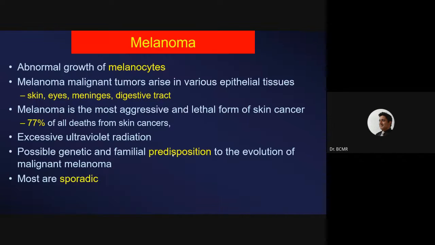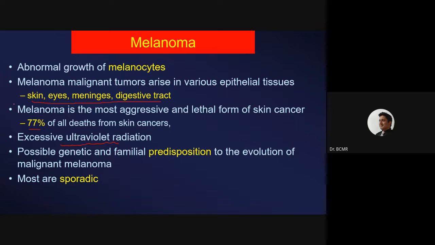Anyway, so melanoma is abnormal growth of melanocytes, and it can affect several other tissues that are like skin. Skin is the most affected one, of course. Eyes, meninges, and digestive tract. So there are about 77% of deaths of the skin cancers. Some of them are really aggressive. One of the main reasons is supposedly ultraviolet radiation.